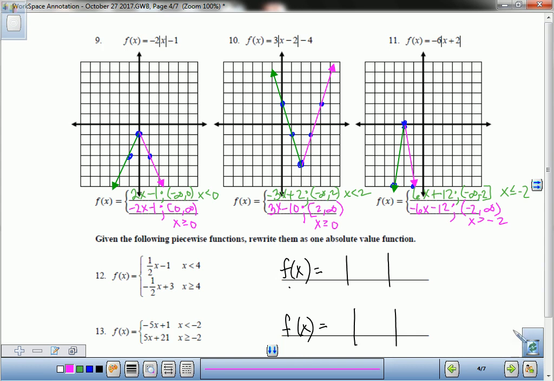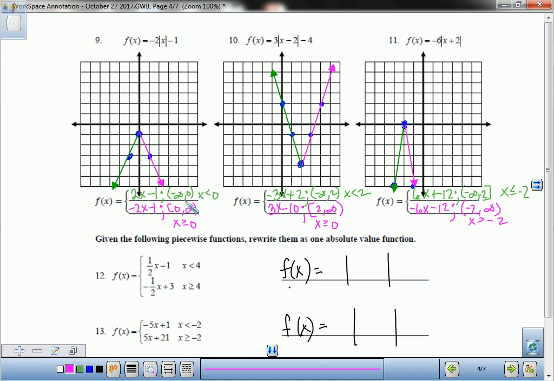All right, here's 9, 10, and 11. On these, I chose to do them in 2 different colors. So the green is the left side, the pink is the right side, just like from the notes and video from yesterday. If we take a look at this, we have the equation with the restrictions. I gave you both the interval and the inequality. So take a look at these.